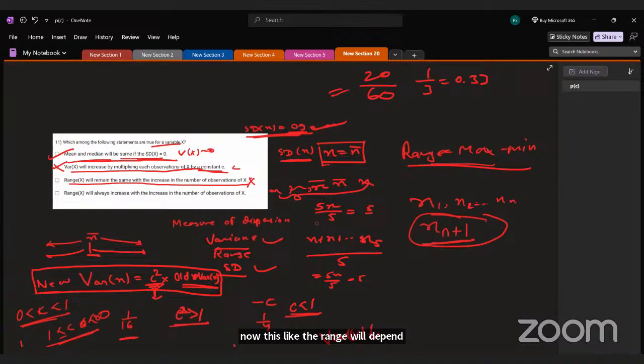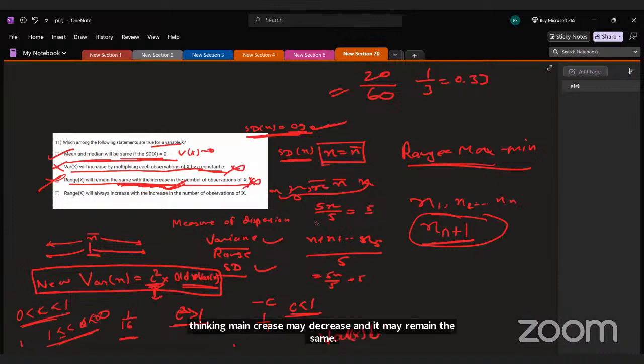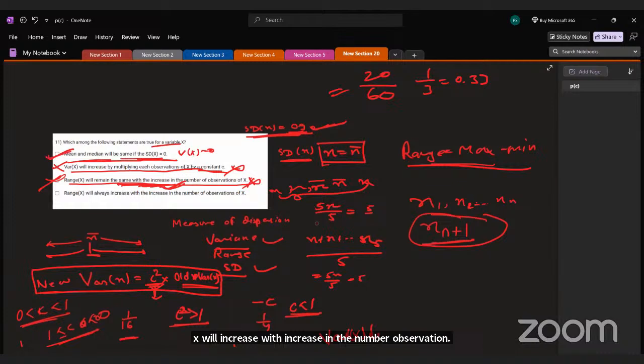So this is not universally correct. It may increase, it may decrease, it may remain the same. So this option, that it increases, is wrong, because not always. Yeah, so this is wrong. That's what I'm saying. It may increase, may decrease, and it may remain the same. Okay, so only option A is correct. Now range will increase with increase in the number of observations. So again, you can't comment on this. So only option A will be correct.